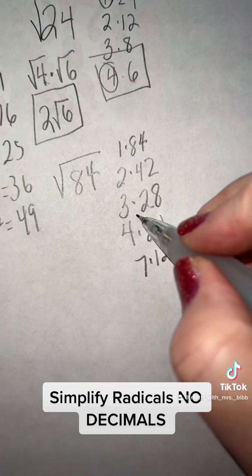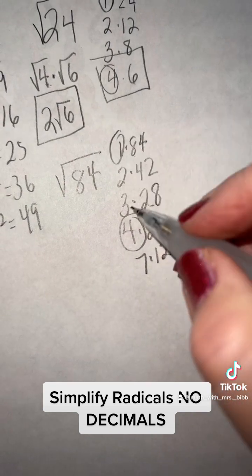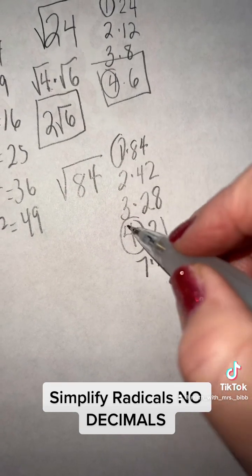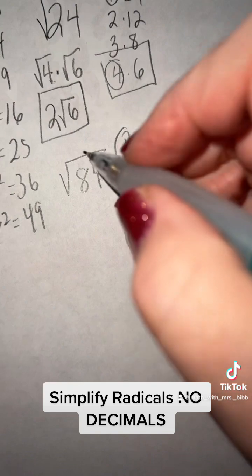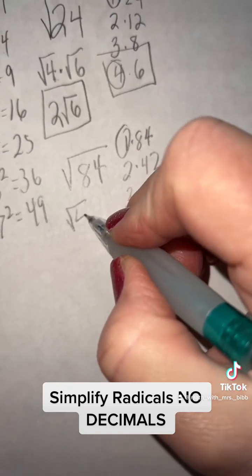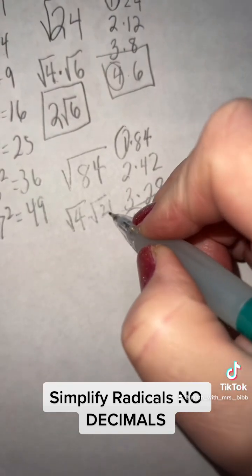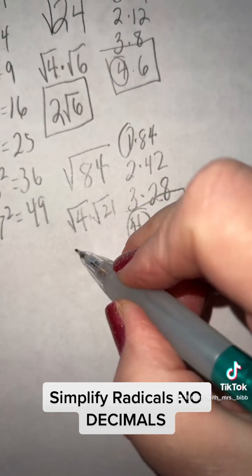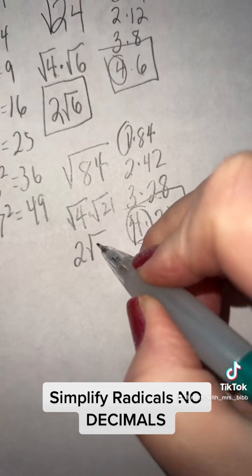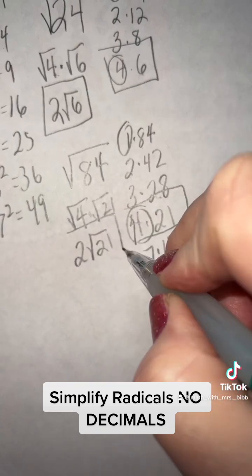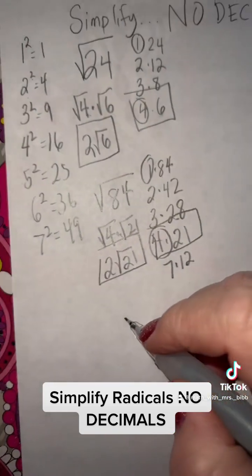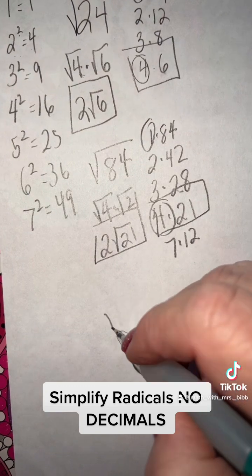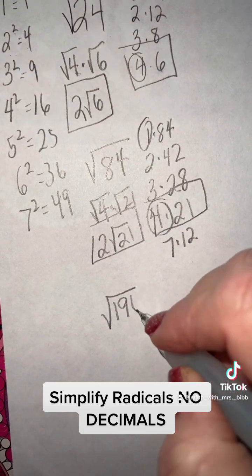The largest perfect square is 4. 1 and 4 are the perfect squares, and 4 is the largest one. So the square root of 4 times the square root of 21, that is still the square root of 84, and the square root of 4 is the whole number 2 times the square root of 21, and that would be my simplified answer.